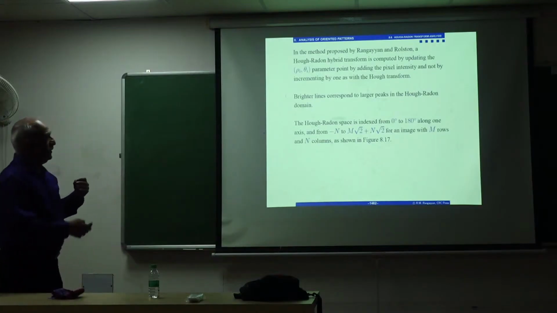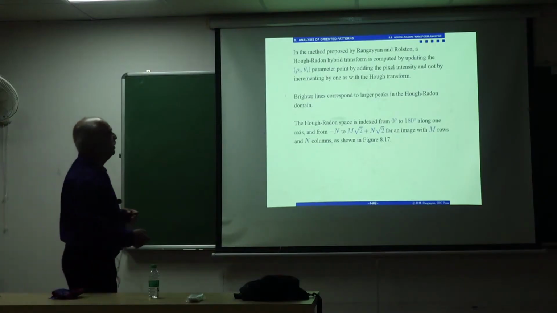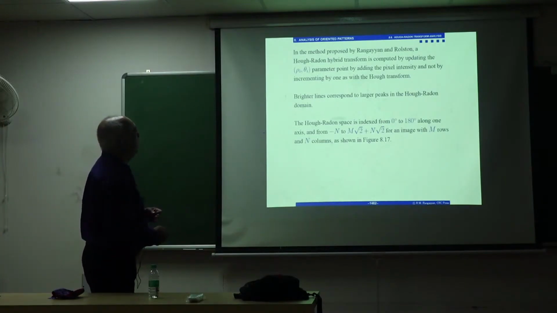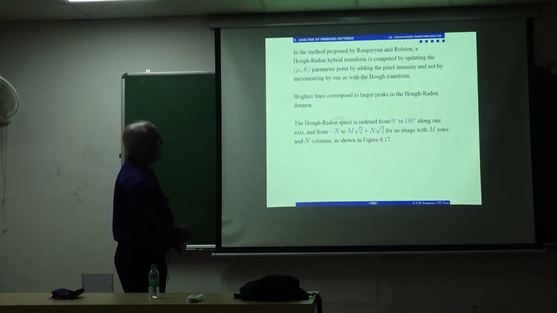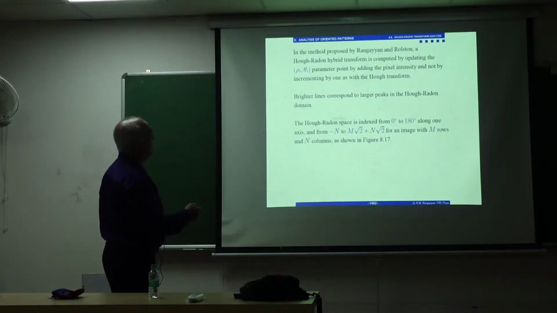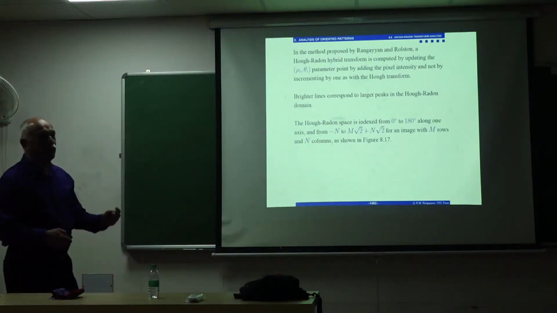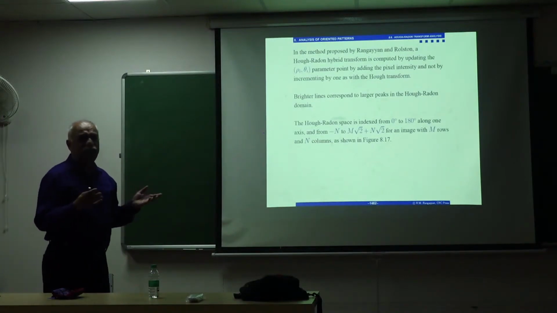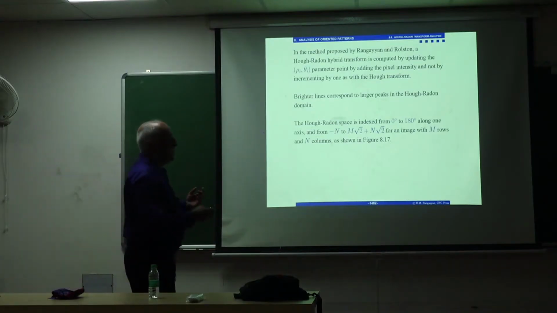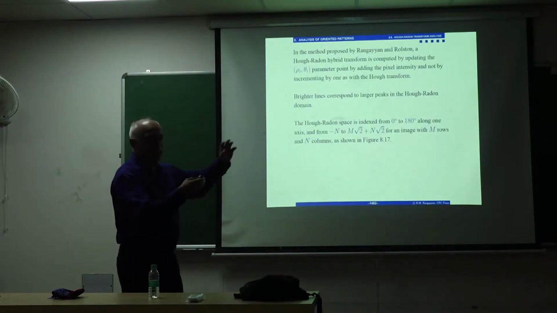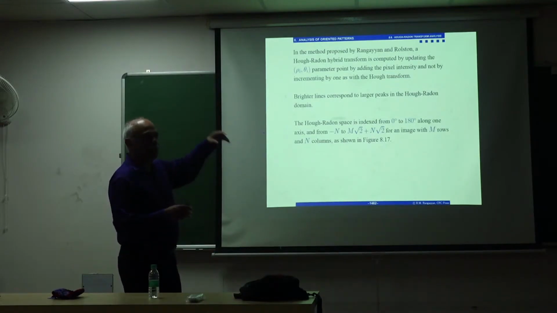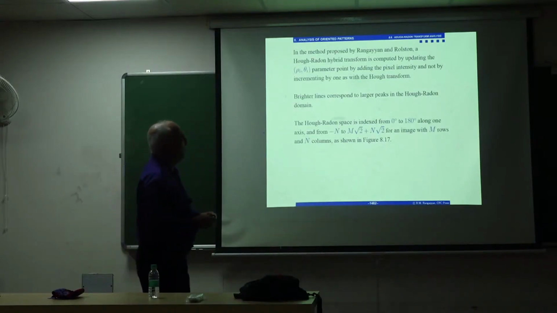So in the method that Ralston developed with me, the Hough-Radon hybrid transform is computed by updating rho I theta I by adding the pixel intensity and not by incrementing 1 as in the Hough transform. That's about the change. There is no big difference. We already did that in the detection of the pectoral muscle. We did in the sense I described that, but this work by Ralston was done a few years before the other work.